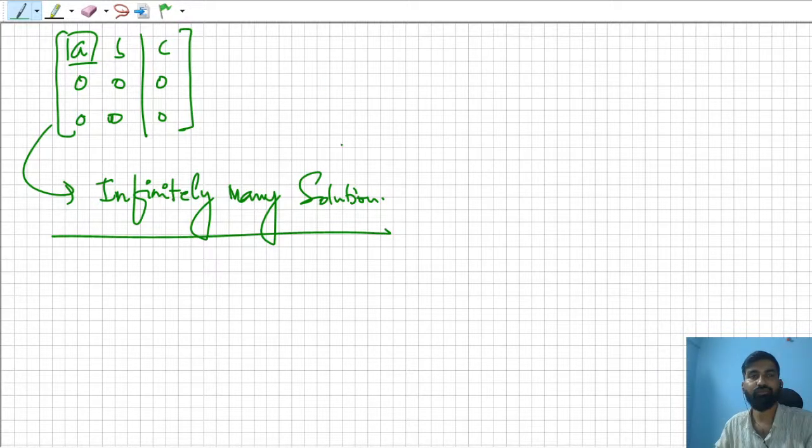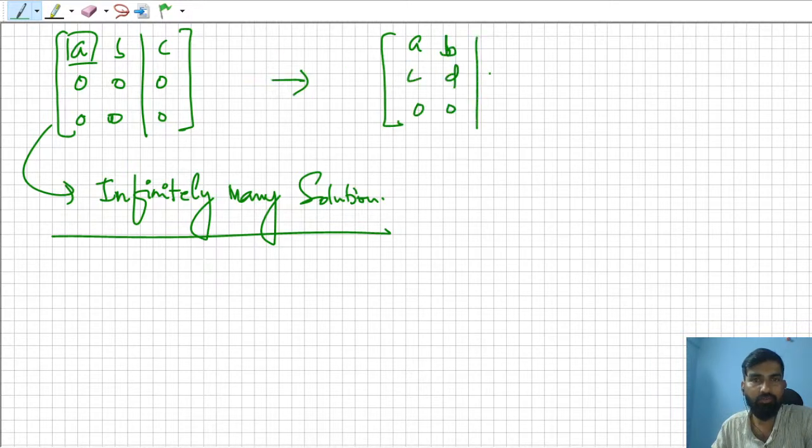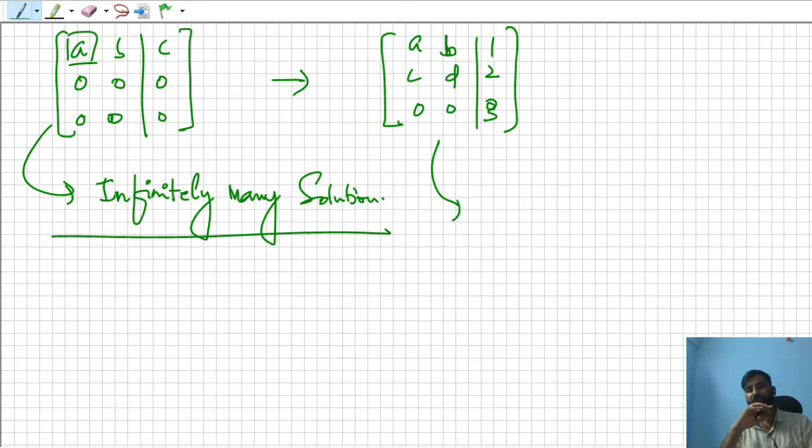And when will it be inconsistent? Suppose you have got a, b, c, d, 0, 0, 1, 2, 3 here. What is this? Tell me, how many pivots are there? Two pivots. Fine, perfect. But something is inconsistent here, you see. So no solution.